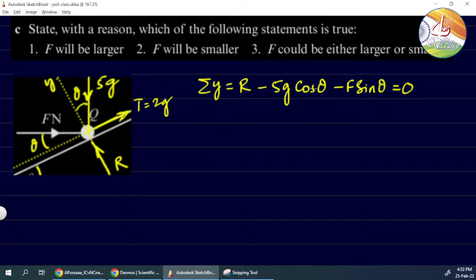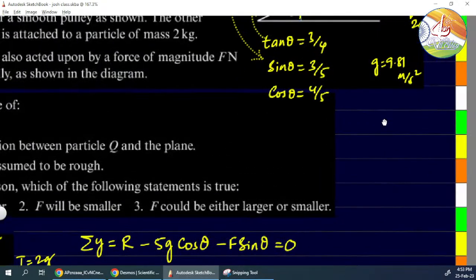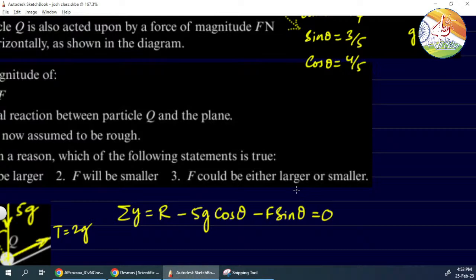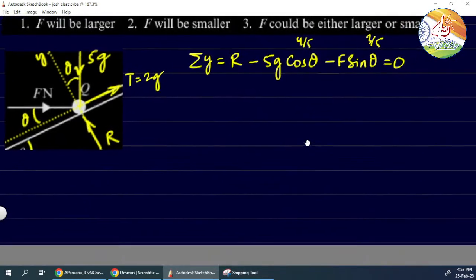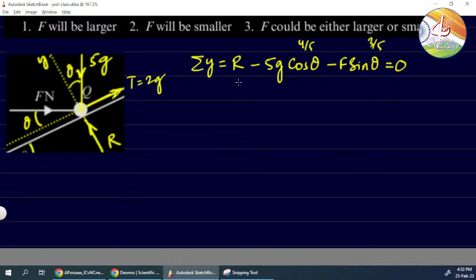And sine theta and cos theta values we know, right? Sine theta is 3 by 5, cos theta is 4 by 5. So here what is remaining unknown? R is the only unknown, no? No, R and F, two unknowns are there. So R equals 3F by 5 plus 4g, 5 will cancel out. On the other side, this becomes positive. So 5g into 4 by 5, 5 will cancel. We are left with 4g. Correct? Yes. So this, let us call it equation 1.